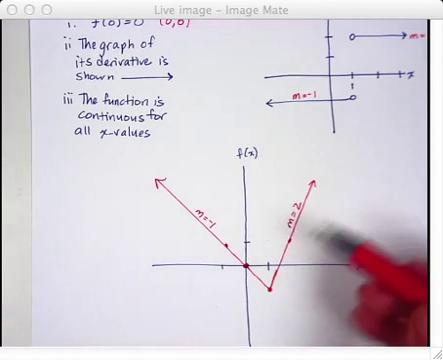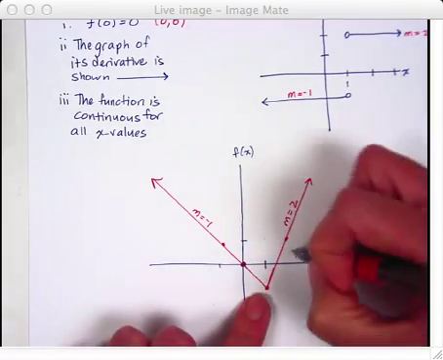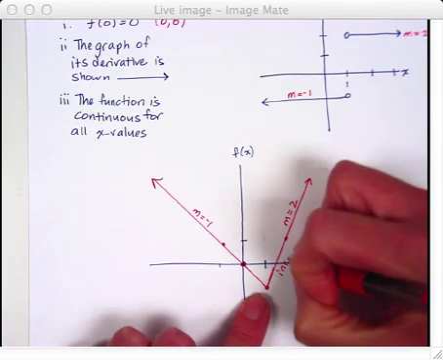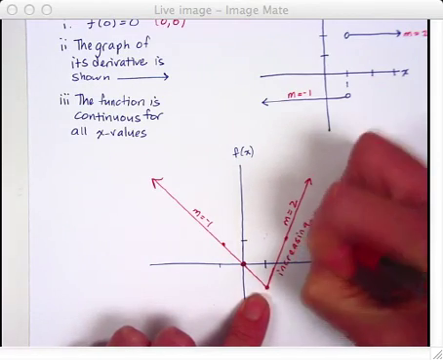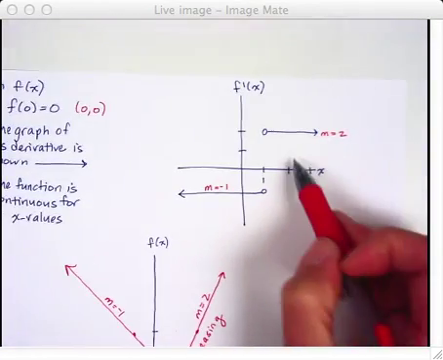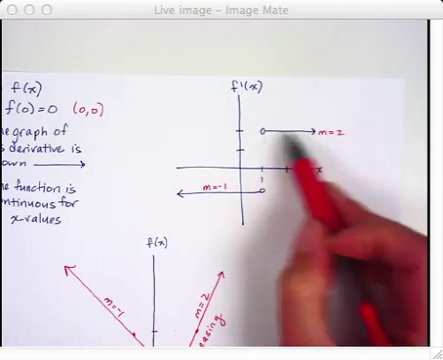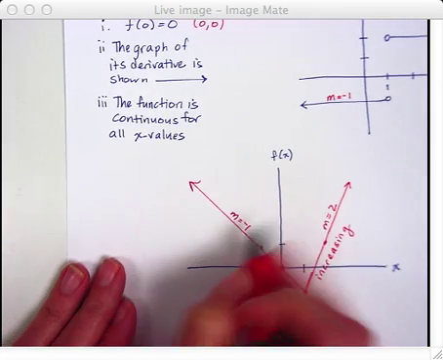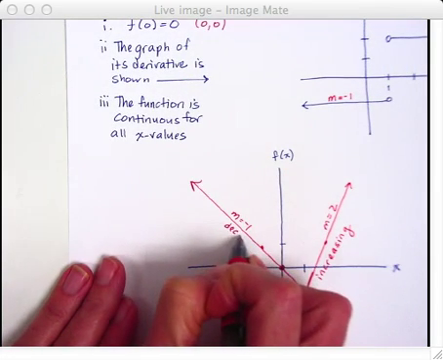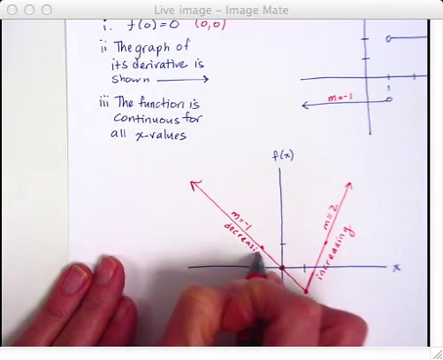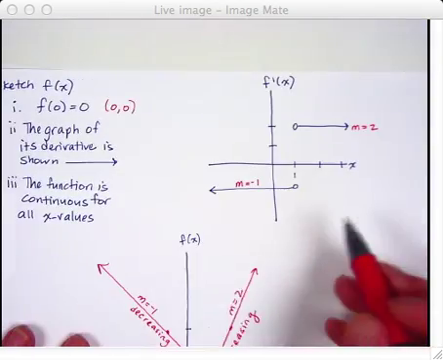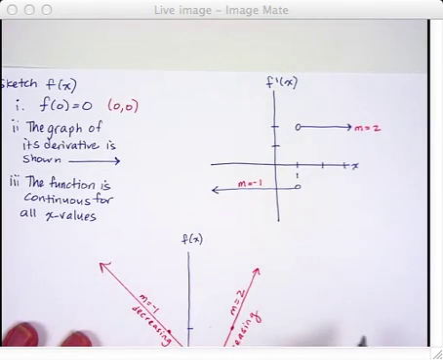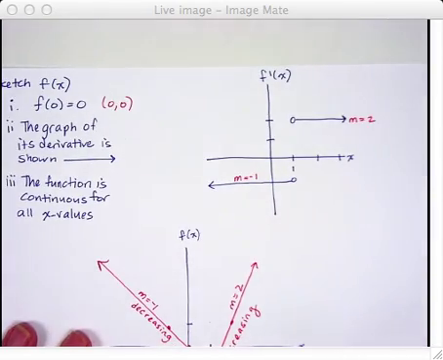if f of x is increasing, notice here my function is increasing. It's going up as you go from left to right. This is called increasing behavior. Notice that the slope, or my derivative function, is positive. And over here, notice wherever my original function is decreasing, then my derivative function has negative outputs. They're all down here. And I think that's it.